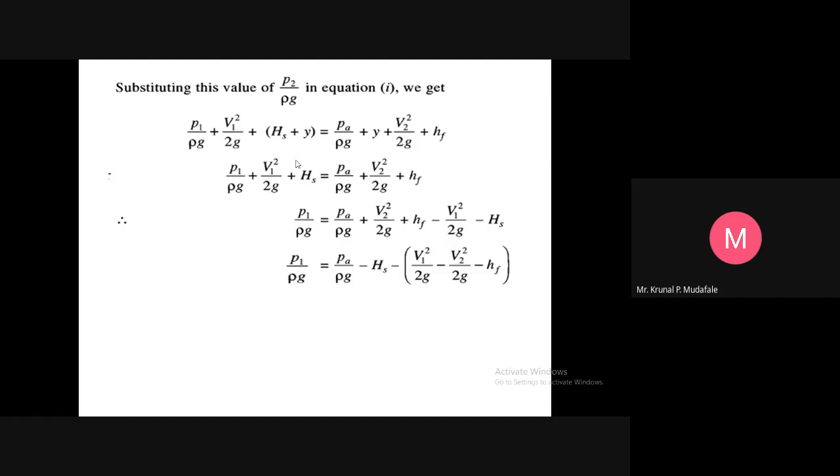Then you can use this HS, and y can be cancelled on both sides. So whatever the height of the draft tube, HS, equals PA by rho g plus V2 square by 2g plus HF, which is the loss. Okay, so that you can calculate the pressure head P1 by rho g, with all the terms taken to the other side of the equals sign.